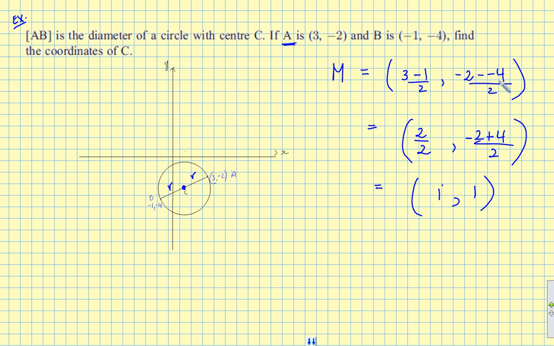Negative 2, oh, it's plus, sorry. It's negative 2 plus negative 4. So that would be negative 2 minus 4, which takes me to negative 6 over 2. I apologize, and that should be negative 3. That makes more sense. It's at 1 and negative 3.